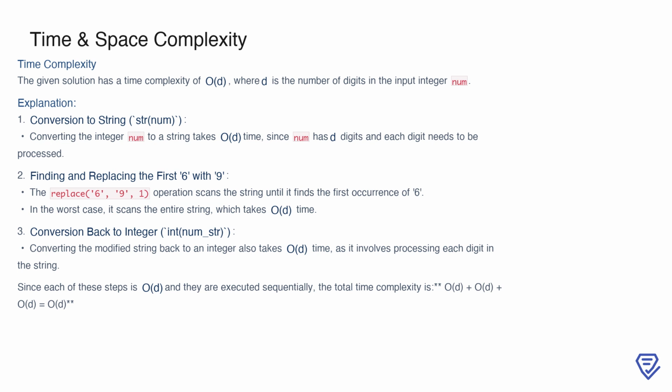Finally, converting the modified string back into an integer requires processing each digit, which again takes O(d) time. Since these operations are executed sequentially, their time complexities add up to O(d) plus O(d) plus O(d), which simplifies to O(d). This means the runtime of our solution scales linearly with the number of digits in the input number.